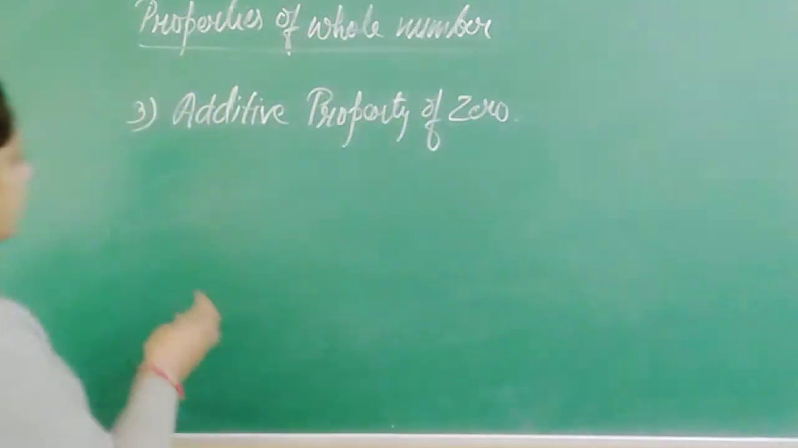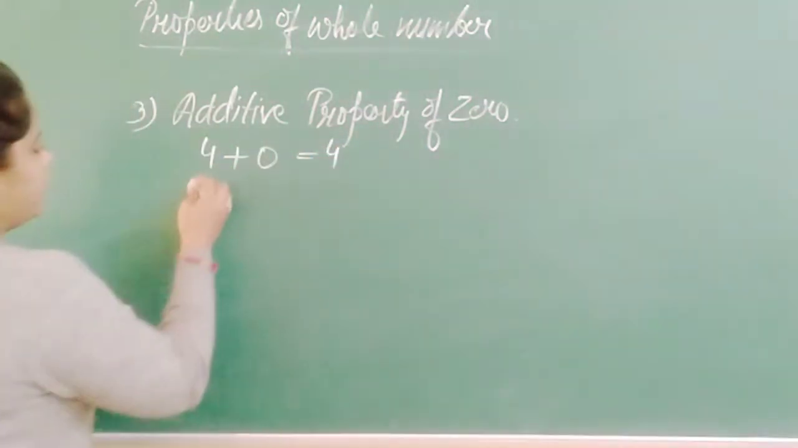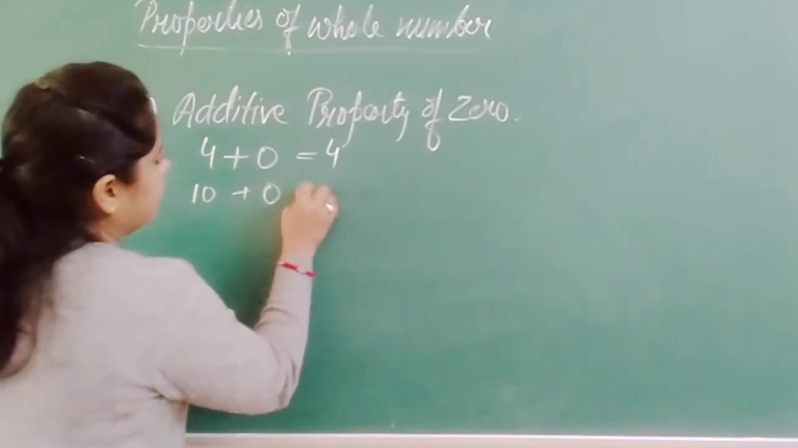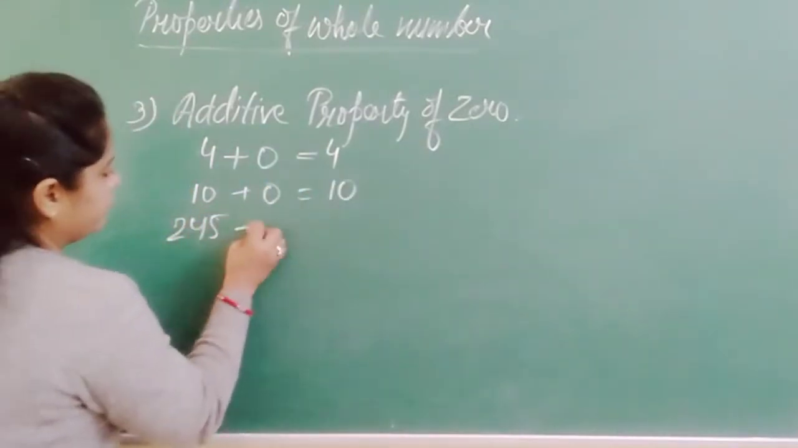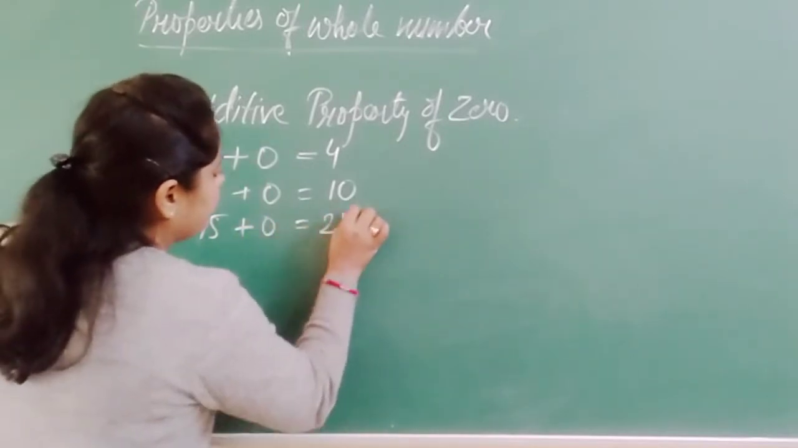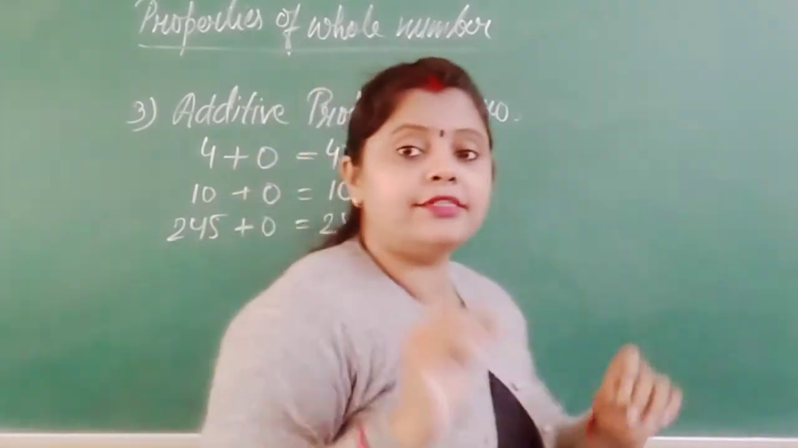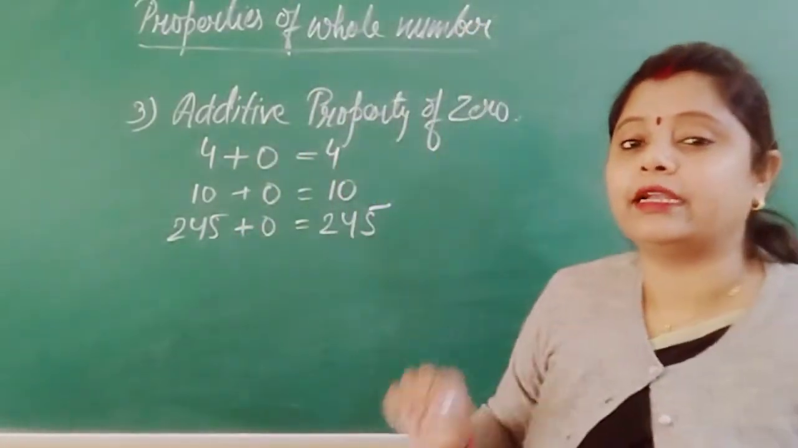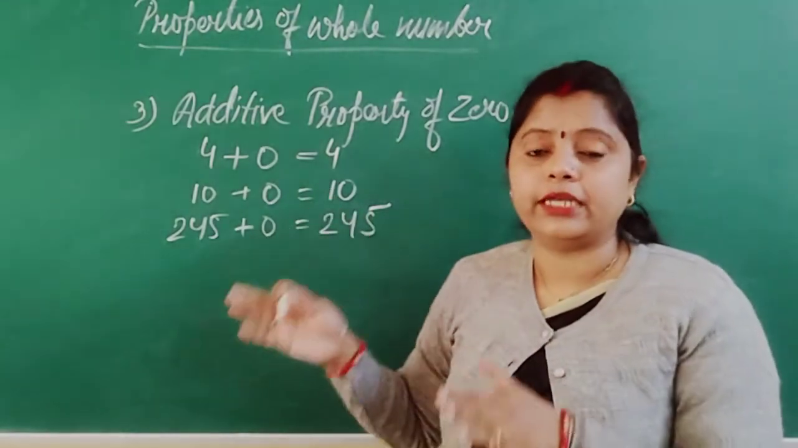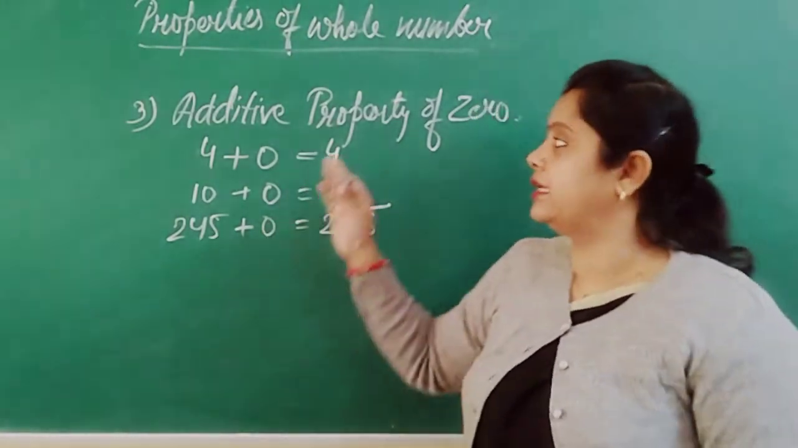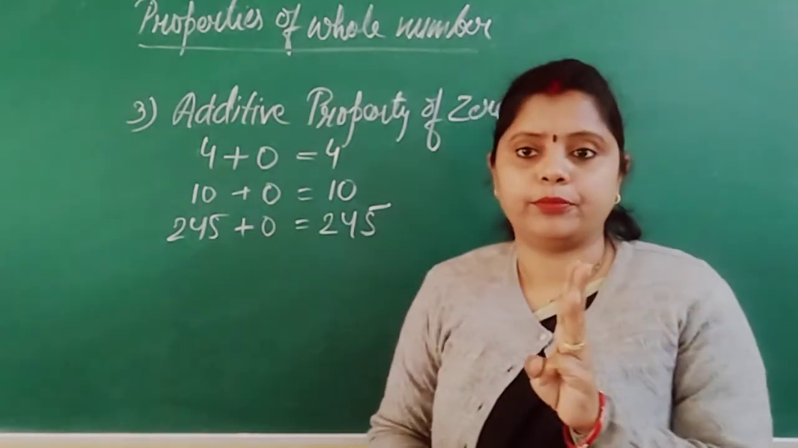Let me write it. If I write 4 plus 0, it is 4. If I write 10 plus 0, it is 10. If I write 245 plus 0, it is 245 only. That means if we add 0 to a whole number, we will get the whole number itself. It is not going to change. This property is basically known as the additive property of 0. So this is our third property.